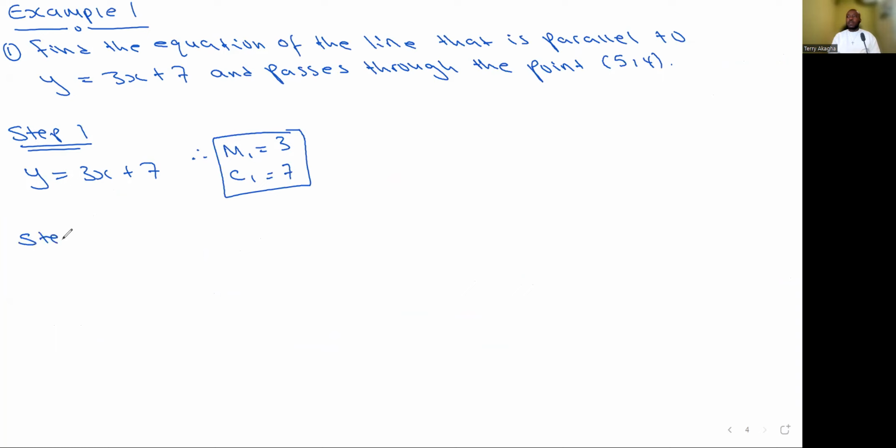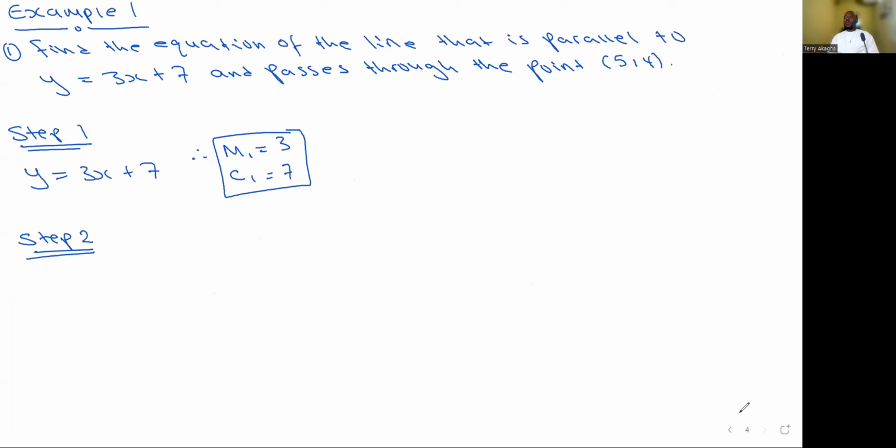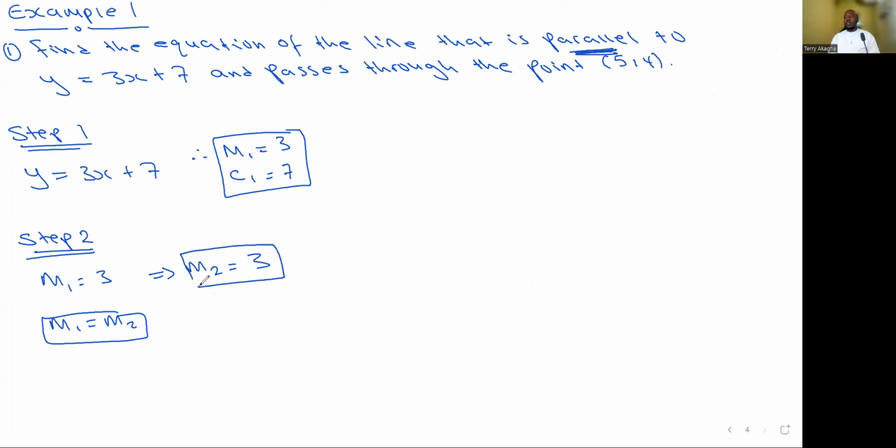So let's go to step 2. Step 2 says that we need to use the m1 from step 1 to be the slope of the second line. We know that the slope of the first line is equal to 3, and m1 must be equal to m2 if they are parallel. Because m1 must be equal to m2, therefore m2 must also be equal to 3. Are you seeing it? So m2 must also be equal to 3.